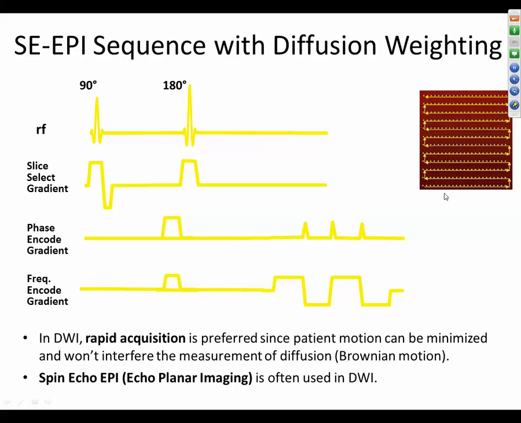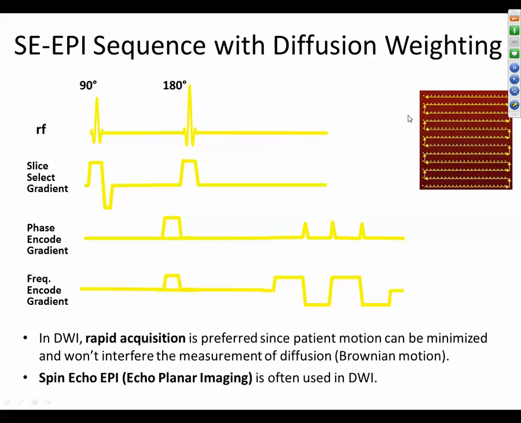Then later on, it just acquires several lines. The conventional spin echo just acquires one line at each TR. But if it's fast spin echo, you can acquire maybe several lines. But if you use EPI, then all the lines are acquired in one TR. So this is the fastest.